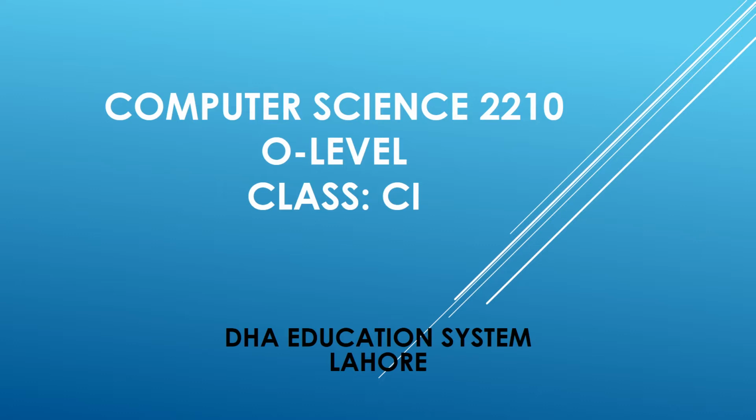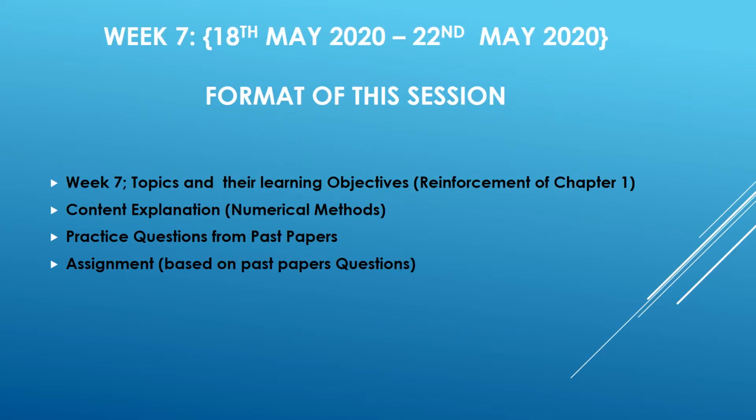Course code is 2210. In week 7 for class C1, the format of this session will be carried out by taking a complete overview of the numerical part. We will practice a few questions from the past papers, and in the end an assignment will be given which is purely based on past papers that you can download from the DHA portal to solve.